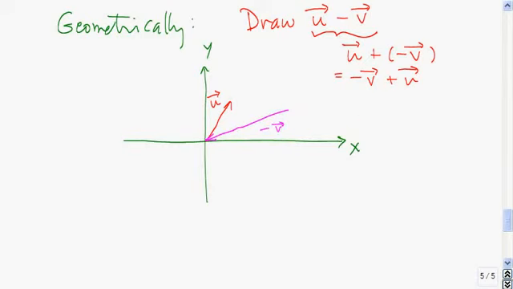Now we just get to use the triangle rule to find this sum, negative v plus u. So we start at the tail of negative v, which is right here, and then we go to the tip of the vector u. Remember, that was the triangle rule. So the vector negative v plus u is this vector right here. Okay, so this is the vector negative v plus u, or we can write it as u minus v.